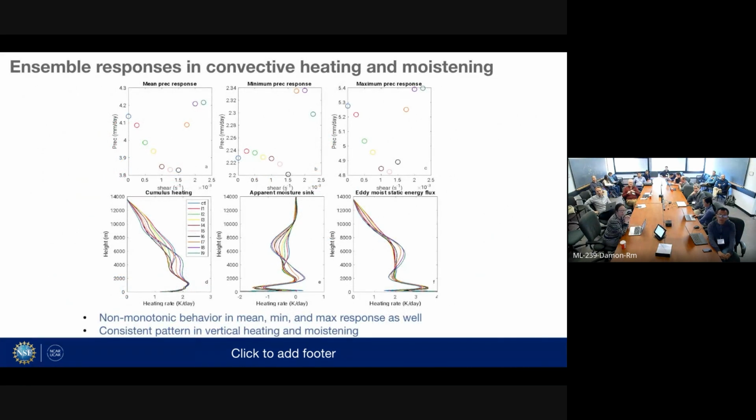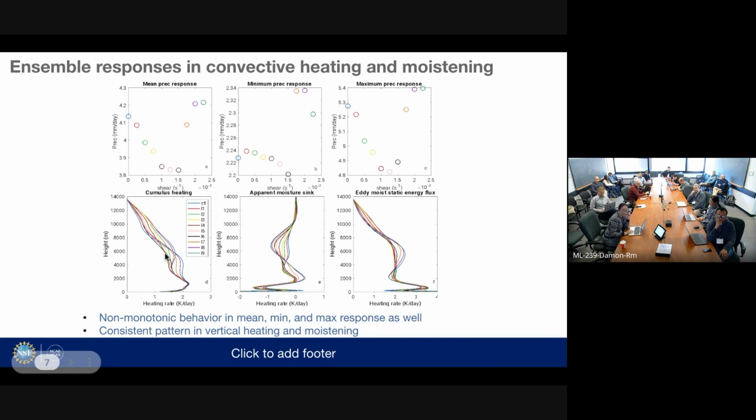In addition to the domain mean surface precipitation, we also plot the mean, minimum, and maximum precipitation over time. And remember that this 1.5 times 10 to the third is actually the L6 case. So what we see is that when the wind shear magnitude is lower than this value, the mean precipitation and also the minimum precipitation decrease as a function of increasing vertical shear. Whereas once it exceeds this value, the precipitation response actually increases rapidly afterwards. A consistent pattern is observed for the convective heating and moistening as well.